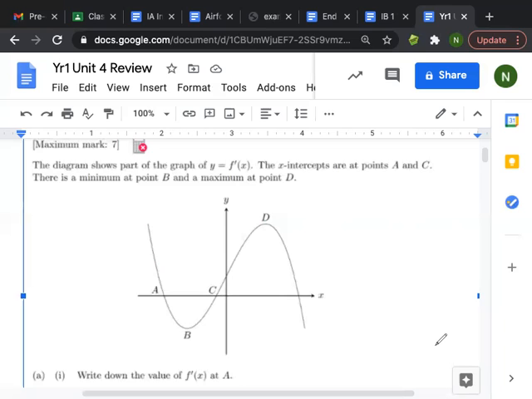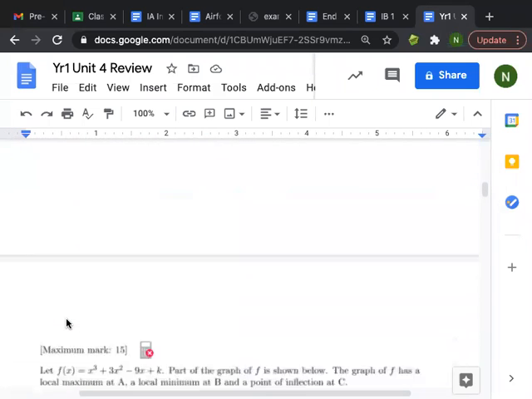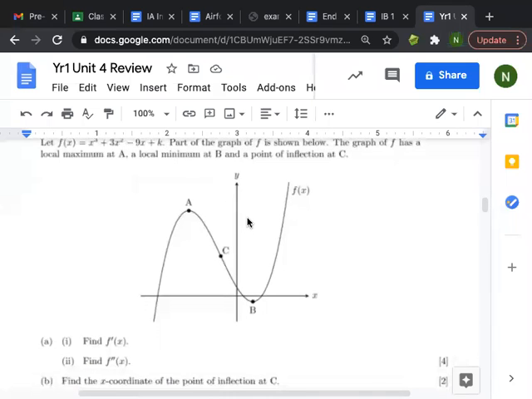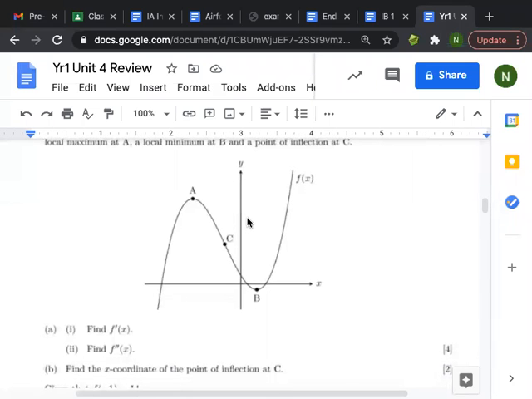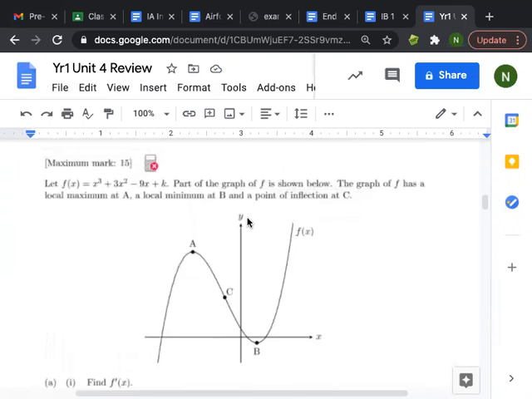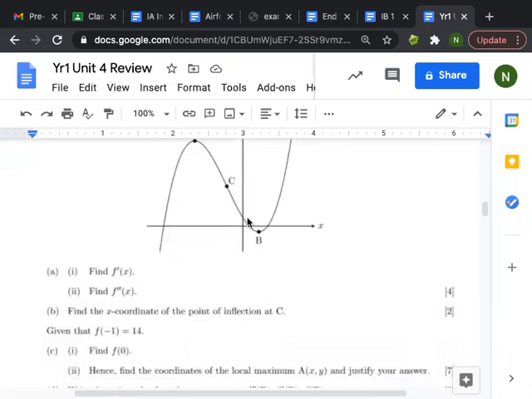The next one is kind of similar. The first one is asking for f prime of x. Part of the graph is shown. It has a maximum at A and a minimum at B and a point of inflection at C. So they want us to find f prime of x, which is something you know how to do based off of the function. So they gave us f of x.